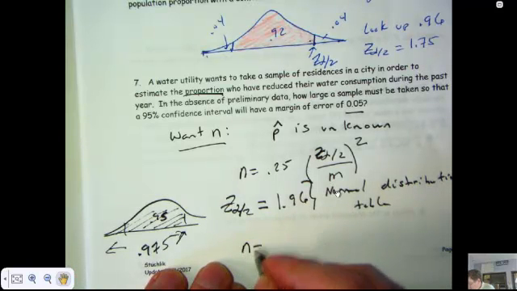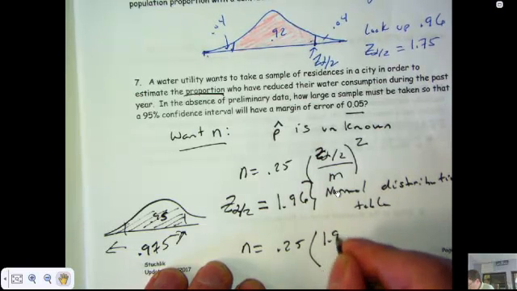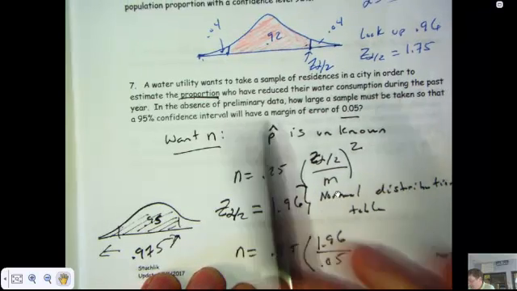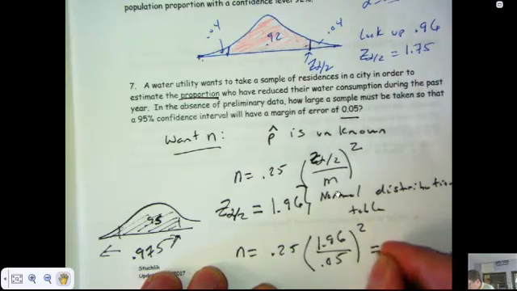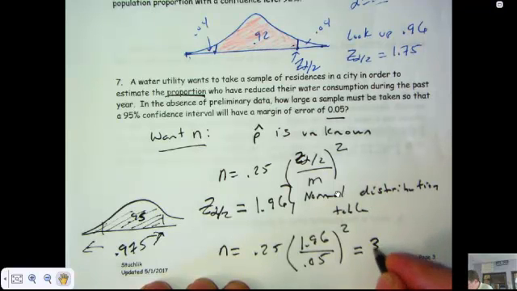So now n has to be 0.25 times 1.96. What's the m value? 0.05. That's given, right? It says we'll have a margin of 0.05, and that is squared. So I type that in, and I have 1.96 divided by 0.05. I square that. Wait, so we do the n. Oh, it's given. That's given, yes. Times 0.25. And I get 384.16.